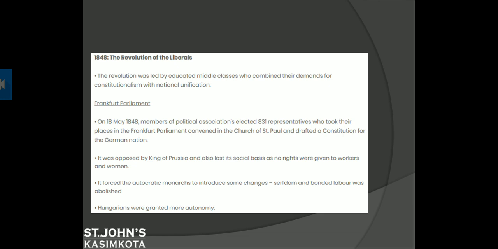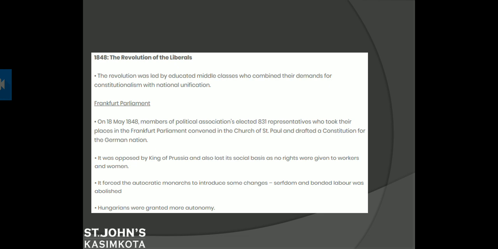1848, the revolution of the liberals. The revolution was led by educated middle classes who combined their demands for constitutionalism with national unification. Frankfurt Parliament. On 18th May 1848, members of political associations elected 831 representatives who took their places in the Frankfurt Parliament, convened in the Church of St. Paul, and drafted a constitution for the German nation.